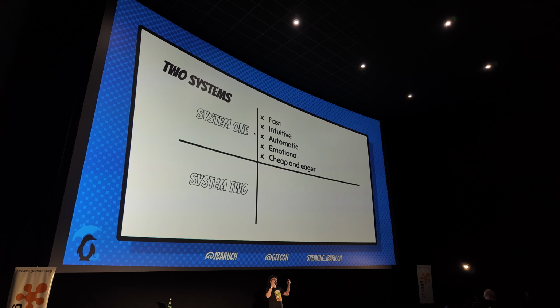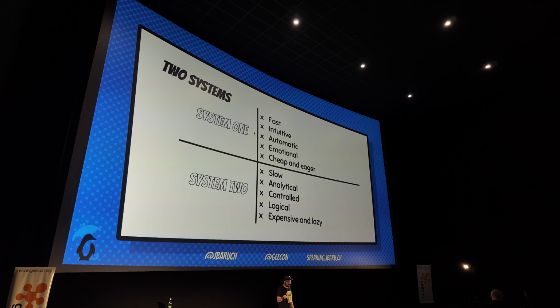System Two, on the other hand, is exactly the opposite. It's very slow, analytical, controlled, logical, but also very expensive and lazy. This is the system that, if you resist shouting the obvious answer and take a second to think about it and do the math in your head, you recognize that it's actually 5 cents. This is the other part of our thinking.